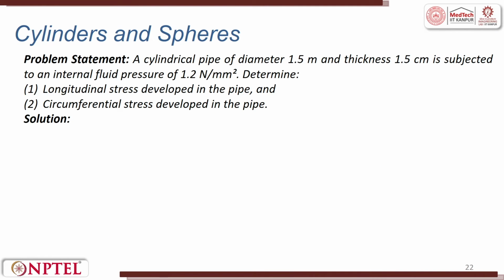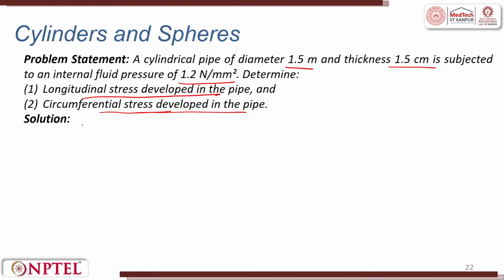Let me take some examples here. A cylindrical pipe of diameter 1.5 meter and thickness 1.5 centimeter is subjected to an internal fluid pressure of 1.2 Newton per millimeter square. Determine the longitudinal stress developed in the pipe and the circumferential stress developed in the pipe. So, thickness here is 1.5 centimeter and diameter is 1.5 meter. That means we are talking about a thin walled cylinder.